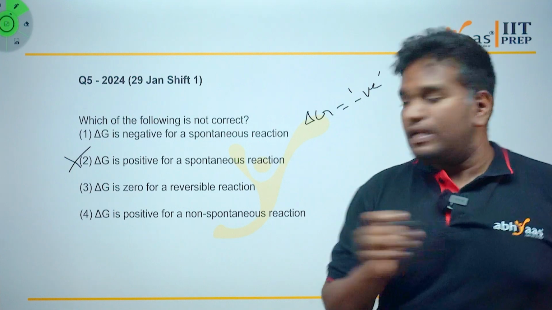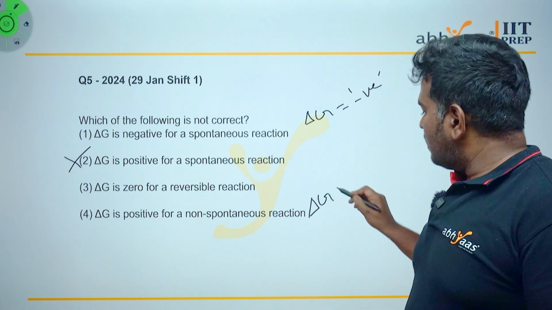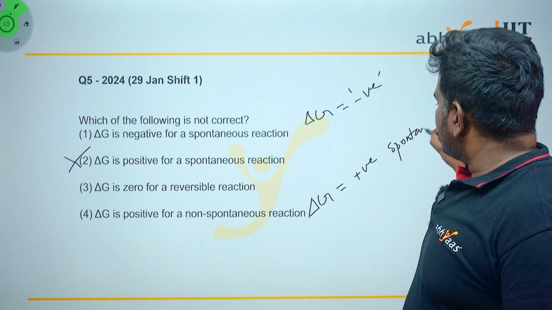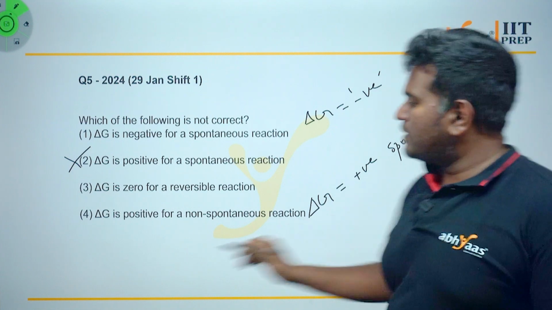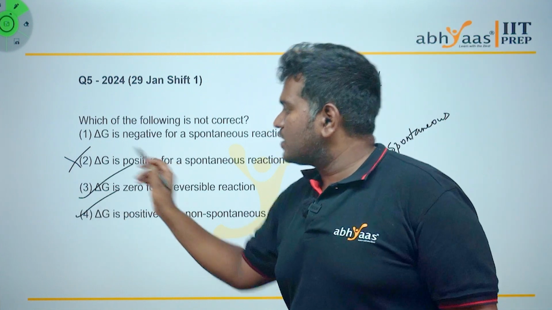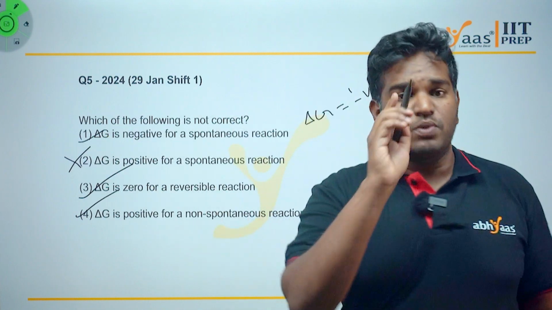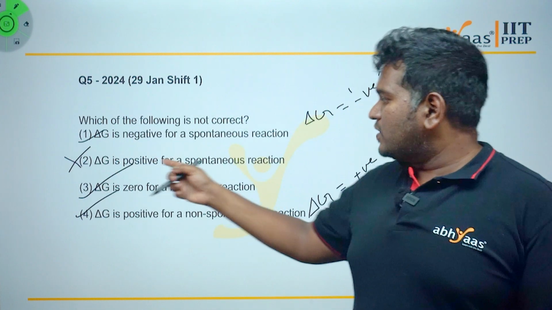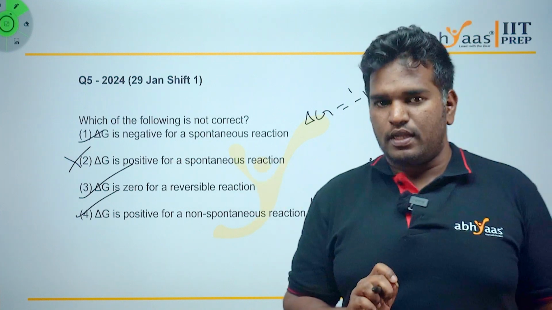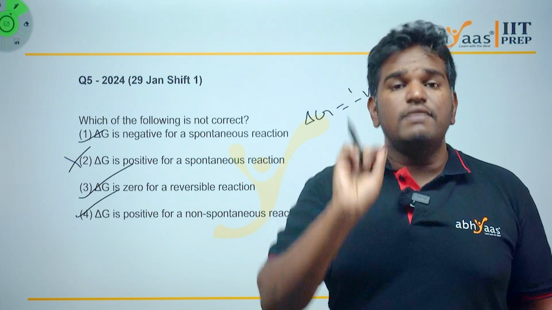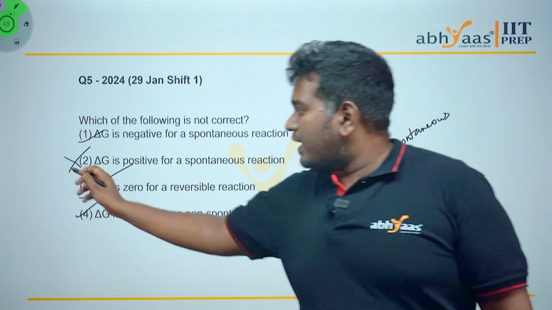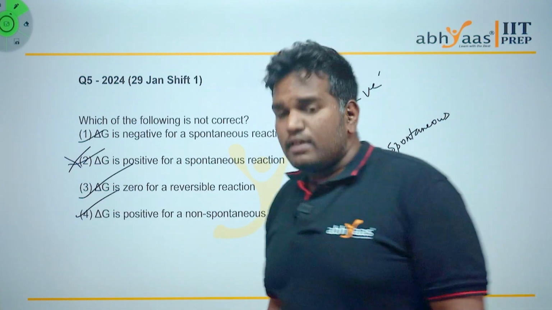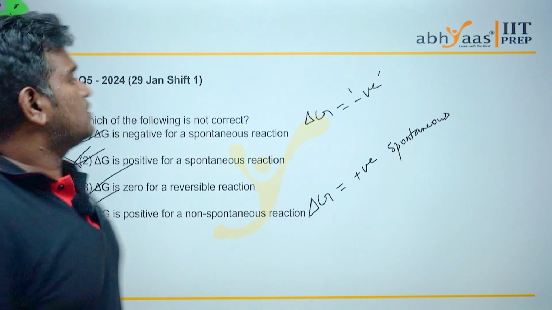It is right. Delta G value will be positive if it is non-spontaneous, right? So it is a true statement. So this is a true statement, this is another true statement, this is another true statement. So there is only one incorrect statement, that is the second option. What is that? Delta G is positive for a spontaneous reaction. No, it is negative for a spontaneous reaction. So our answer, which is the not correct statement, is the second one, right? Now we will move to the next question.